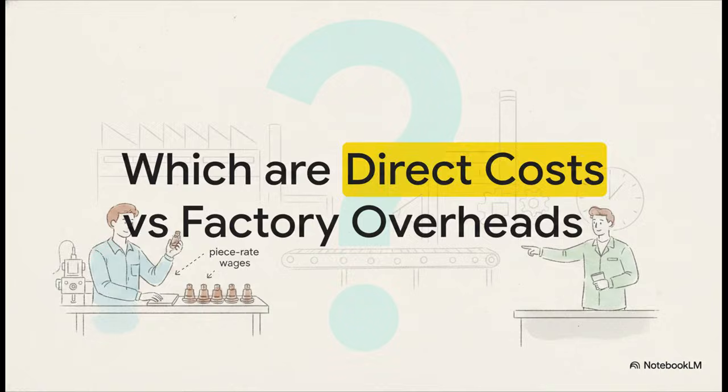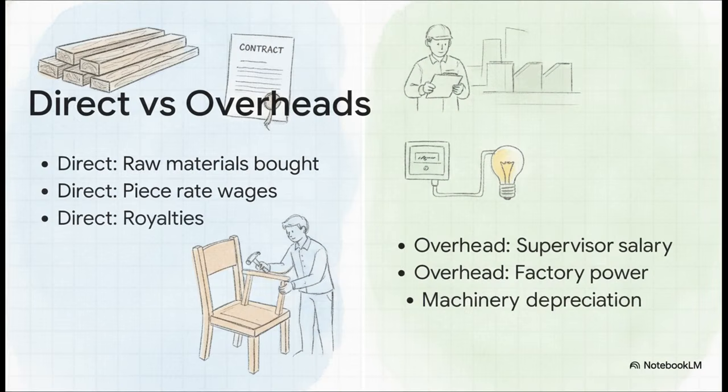Where do they go? And here is the perfect divide. If the cost physically makes the product, like buying raw materials or paying a worker strictly per piece they produce or paying royalties, that's direct. But if it just keeps the whole factory humming along, like the supervisor who watches the floor but doesn't actually build the chairs, the massive power bill, or the depreciation of the equipment, that is an indirect overhead.